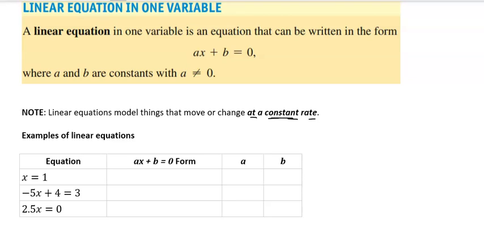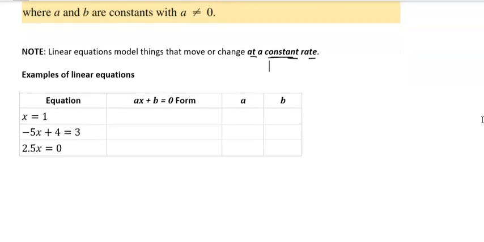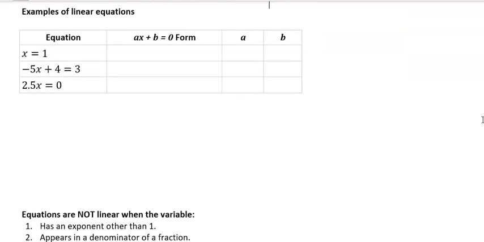So in this situation, we need to subtract. And I'm going to give us a little space down here. We don't need that orange box anymore. So let's look at this first one, x equals 1. And we want it to equal 0. So we want 0 to be over here on the right, ax plus b equals 0. So we want to subtract 1 from both sides. And we get x minus 1 equals 0. So that is now in ax plus b equals 0 form.